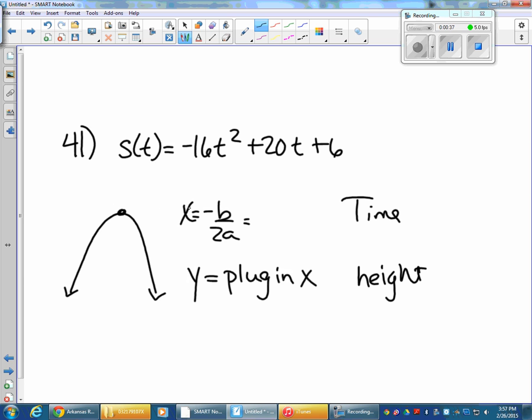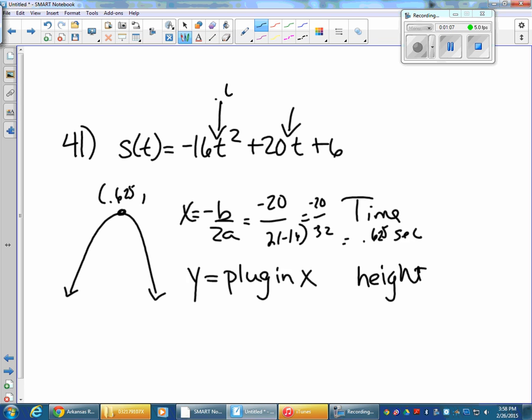So to find it, the x value will be negative b over 2a. So that's negative 20 over 2 times negative 16, which is negative 20 divided by negative 32, which is 0.625. So after 0.625 seconds, this ball will be at its maximum height. And then to find out what that actual height is, you plug in 0.625 everywhere there's a t, here and here. And when you do the math for that, you get 12.25. So the maximum height of this ball is going to be 12.25 feet.